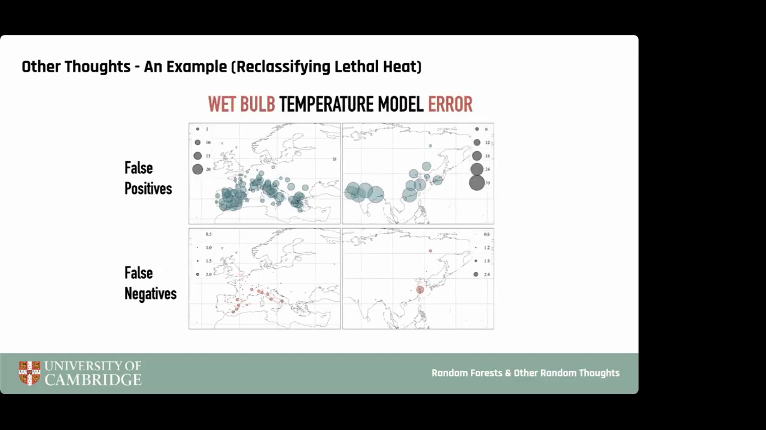That's the error from using a wet bulb temperature classifier. So it's missing things left, right, and center. It's saying huge numbers of things are lethal that are non-lethal, and it's saying that lots of things that are lethal aren't. You may be thinking the bottom case is more problematic, but it's actually just as problematic for the first case, because if you cry wolf, people do stop listening.